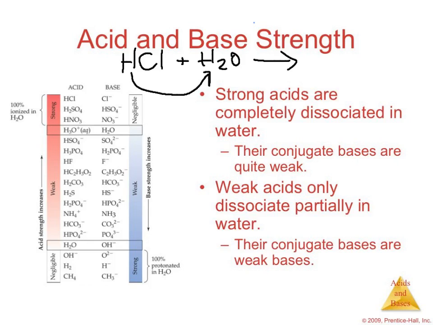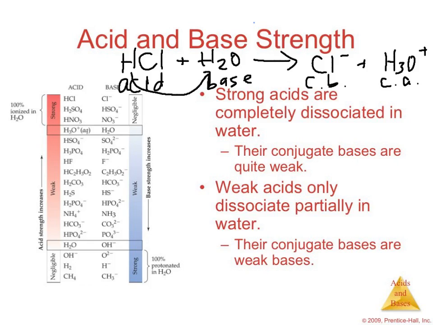to the water. So in this case, here's your acid, here's your base. On the other side, you end up with Cl minus and H3O plus. So this is your conjugate acid. I'm just going to label it Ca because I don't have room. And this will be the conjugate base.